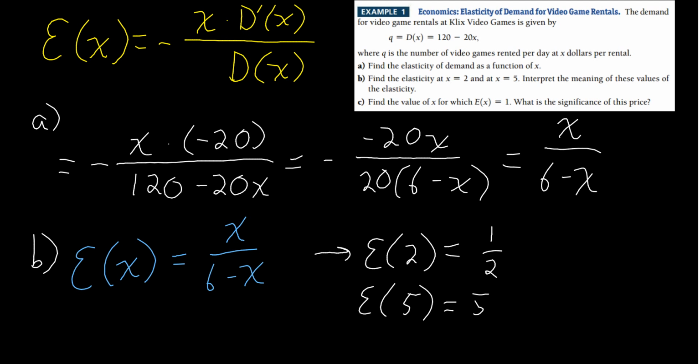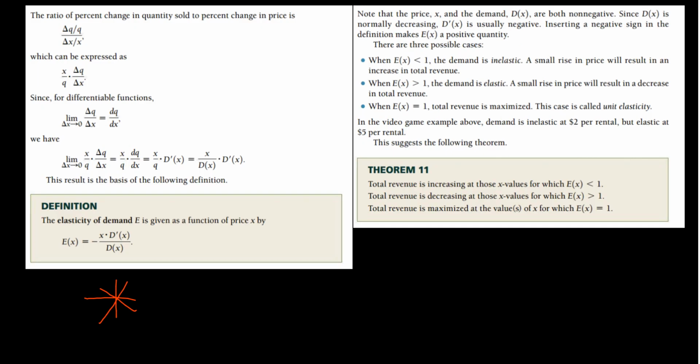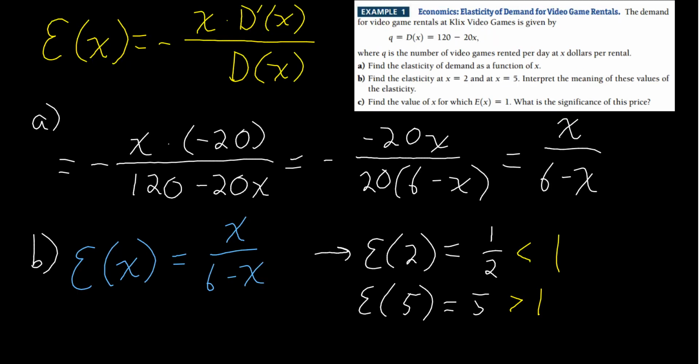Alrighty, so looking at this, 1/2 is less than 1, and 5 is greater than 1. So what does this mean? Well, whenever it's greater than 1, we see that the revenue decreases, and if it's less than 1, the revenue increases. Of course, all that is noted here. Less than 1, we know that revenue is increasing. If E of x is greater than 1, revenue is decreasing. Okay, so that takes care of B.